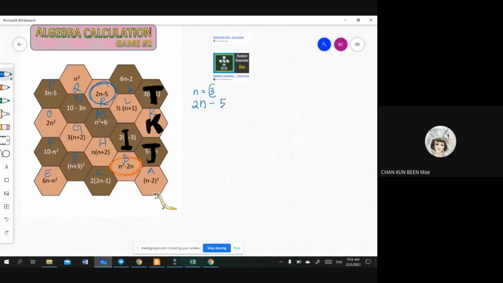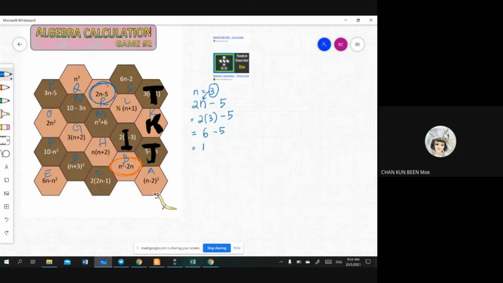So you substitute n is equal to 3 into this n. Therefore, you will get 2 times 3 minus 5. Okay, so 2 times 3 is 6. 6 minus 5 is 1. Okay, so the second group also didn't get any point for that.